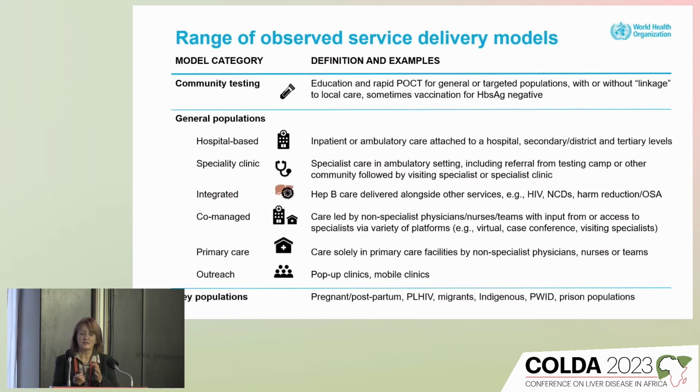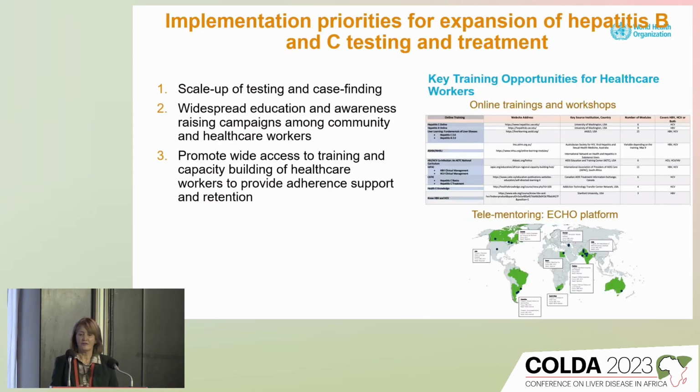And I think these are some of the different types of models. It's been a valuable process to start to categorize what type of models are out there: hospital-based, integrated, co-managed primary care. And I think going forward to really implement these new treatment recommendations, we need to massively scale up the testing and case finding, be much more ambitious about general population systematic testing, widespread education, and promoting access to training and capacity building.